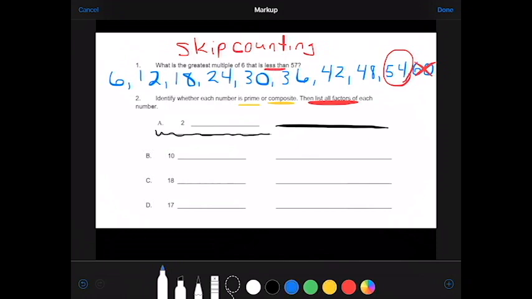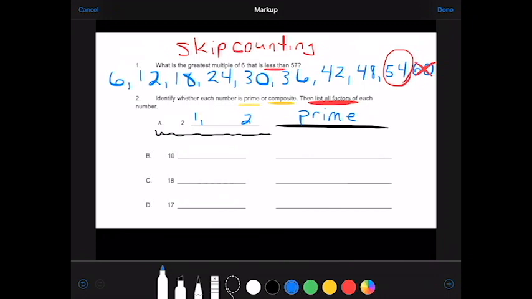So let's start with 2. What are all the different ways that we can multiply to get to 2? Well, there's only the one way. We can multiply 1 times 2. So this number is prime because it only has 2 factors. It has exactly 2 factors.